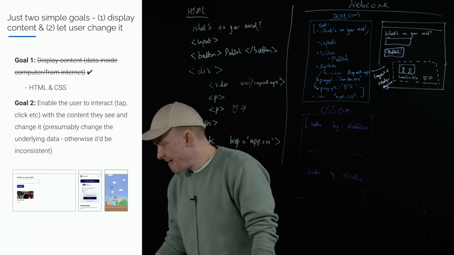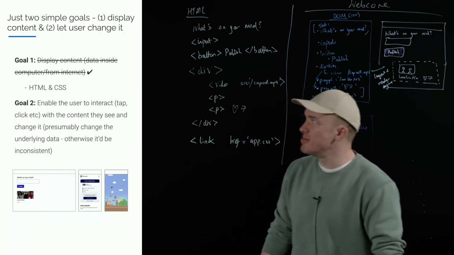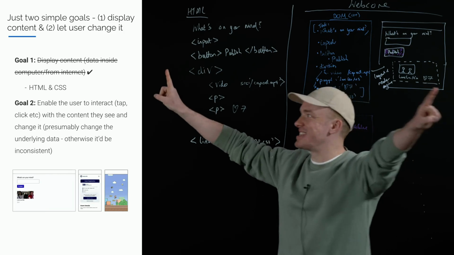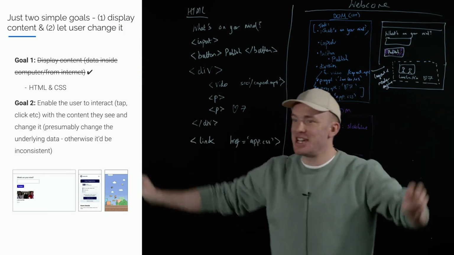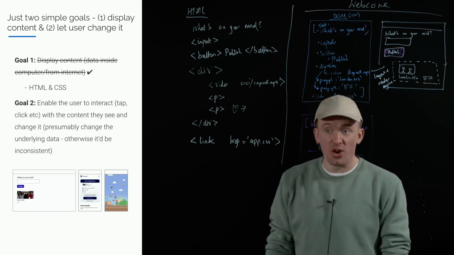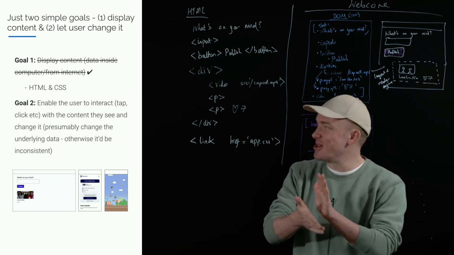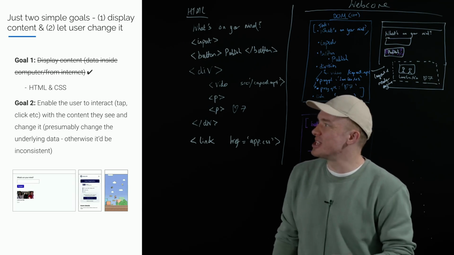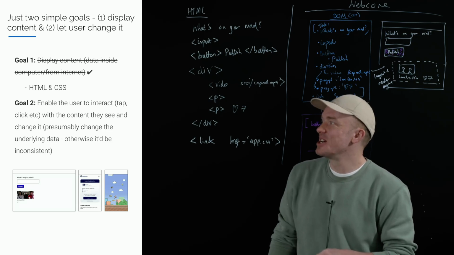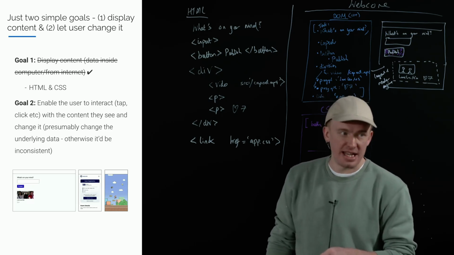All right. So just two simple goals. One, display content. And two, let users change it. But we're done with goal one. We're actually done. Yeah, exactly. Whoa, well done, everybody. We displayed content, data from inside our computer, and we used HTML and CSS to do it.